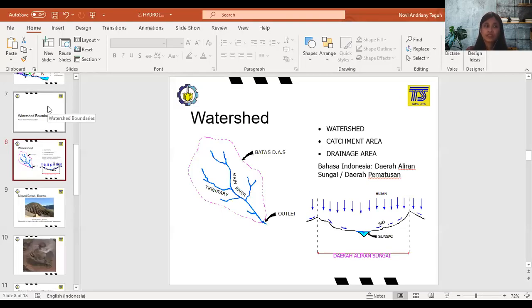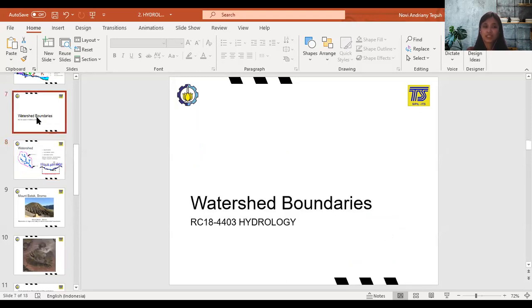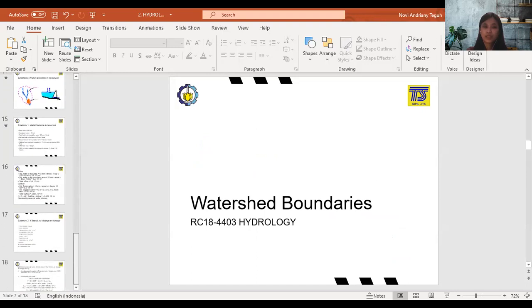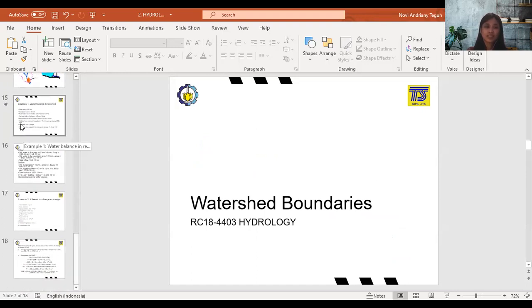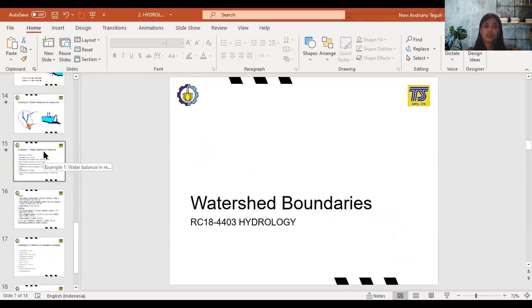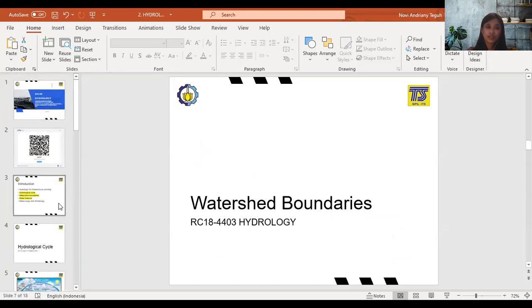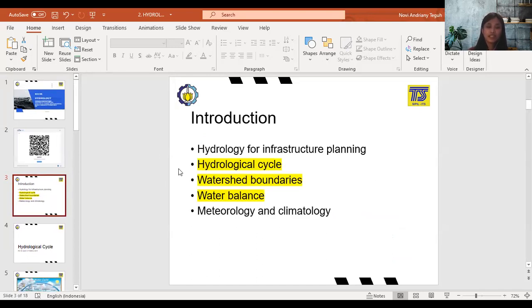Because this is the introduction, I guess the material is not too difficult, right? It's easy to understand because there are only simple equations, simple calculations. There is nothing complicated about this topic for this introduction. The complicated things will be in the next section, which is more hydrological engineering. This one is only the introduction, so I guess you can understand it clearly because it's the basic.